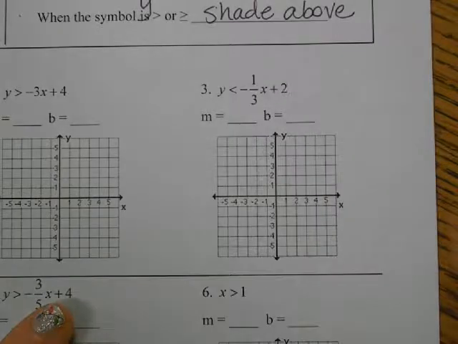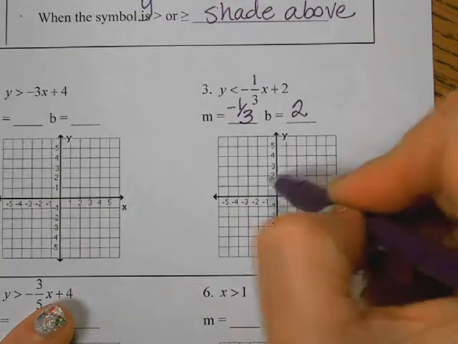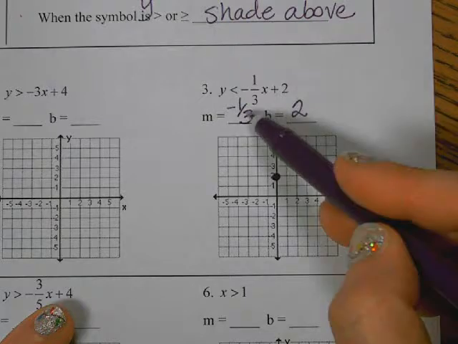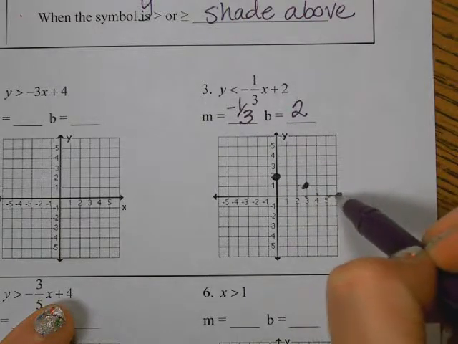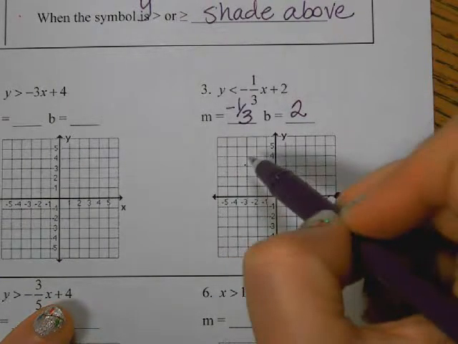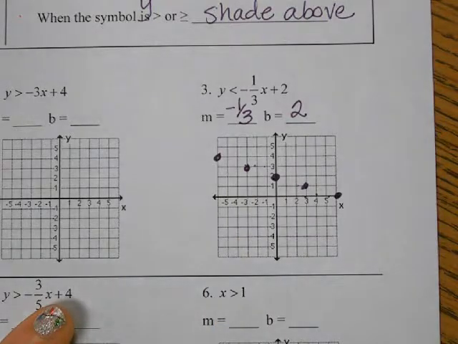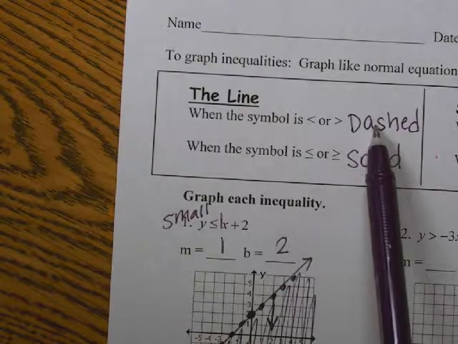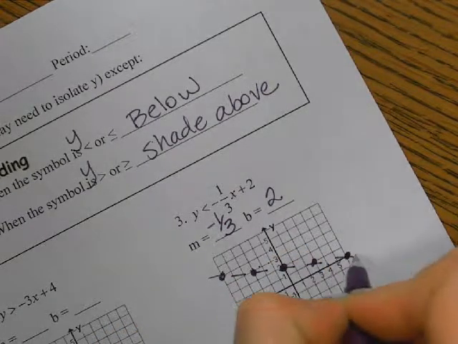Number 3, what is m? m is -1/3. What is b? b is 2. So that means I begin at 2, and I move down 1/3. Down 1/3. Up 1, back 3. Now we look at the line. Is it a solid line or a dotted line? This time, since it doesn't say that it's equal to, it's going to be a dashed line. So I draw a dotted line through the dots.